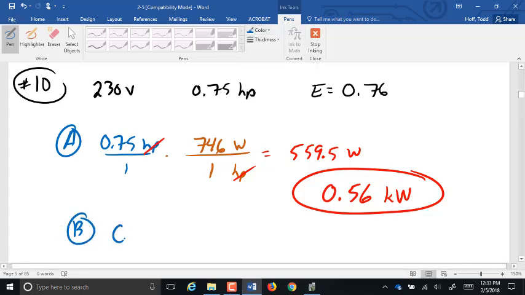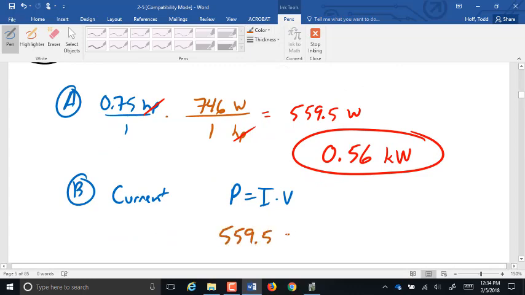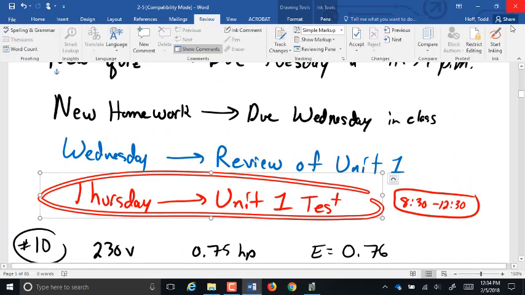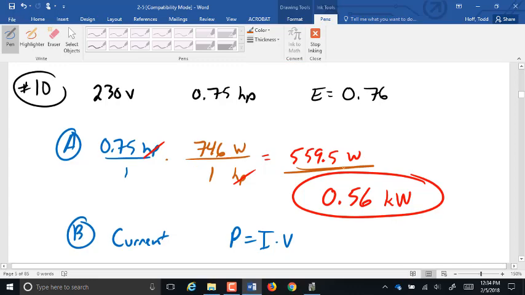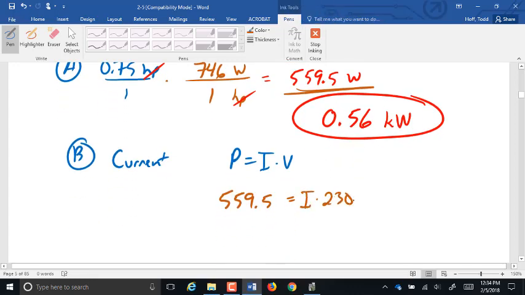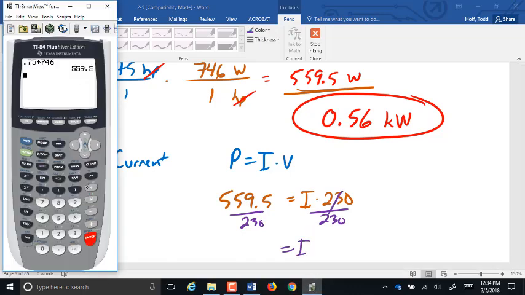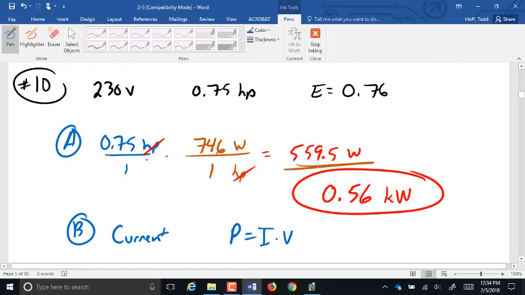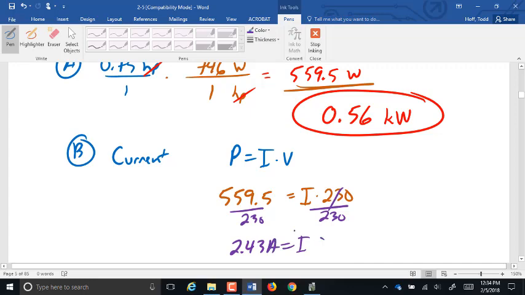Part B, the current. Well, remember, power is current times voltage. If we have 559.5 watts, notice I went back to the wattage, not the kilowatts, equals my current times 230 volts. So we will solve that by dividing by 230. So 559.5 divided by 230 is 2.43 amps. So that's our current, 2.43 amps.